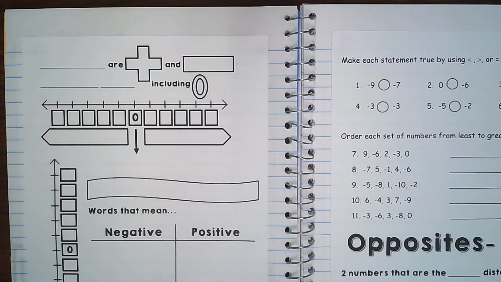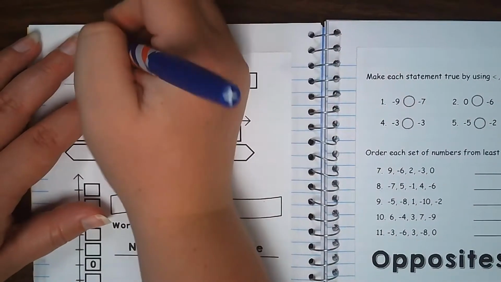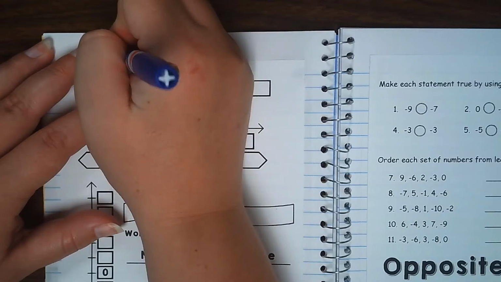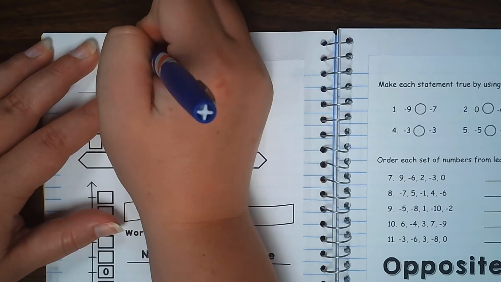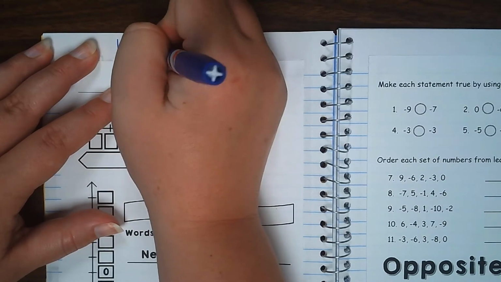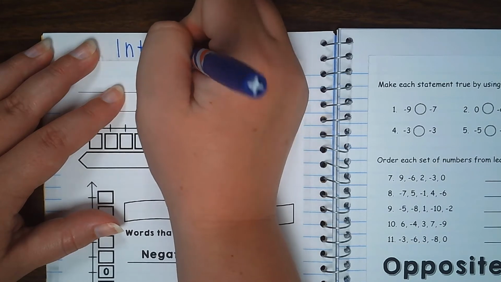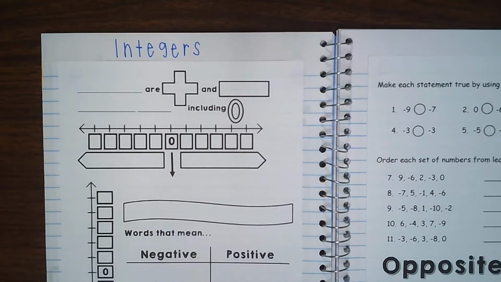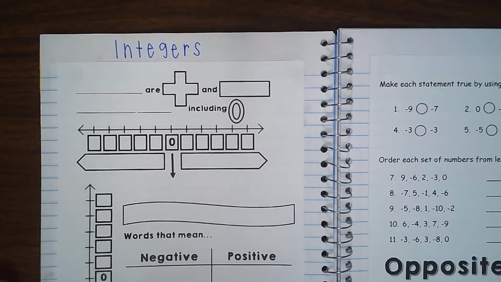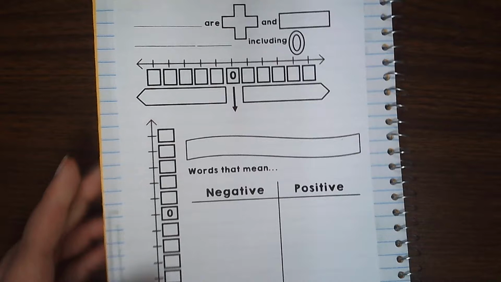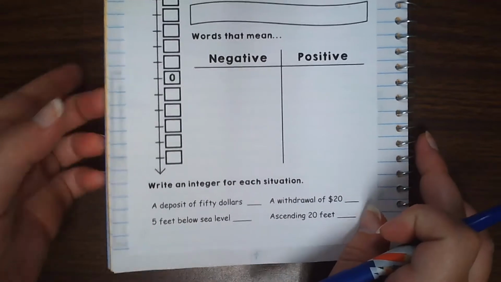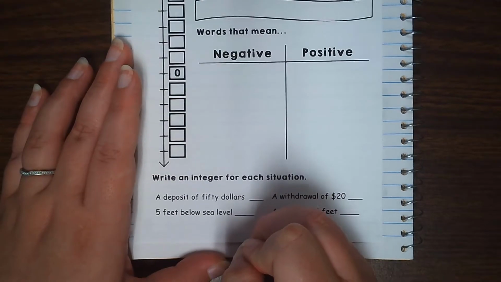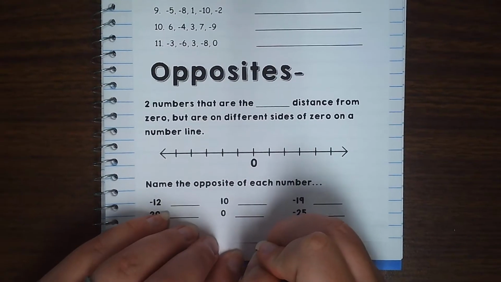Okay, today we are working with integers. That's I-N-T-E-G-E-R-S. Integers is 2 pages. So we are working on page number 8 and page number 9.